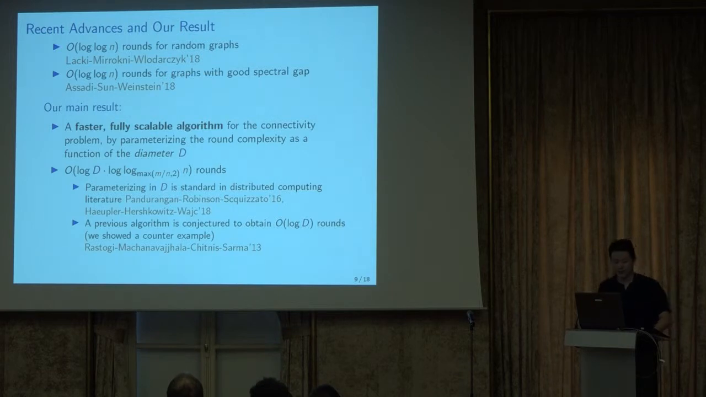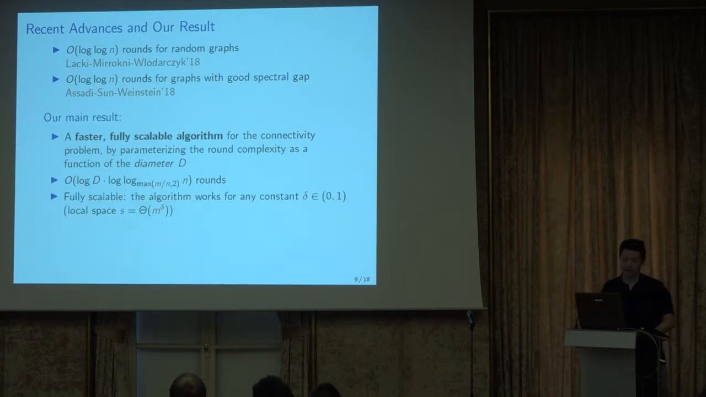We note that parameterizing by the diameter d is very standard in the distributed computing literature. And there's a heuristic algorithm which is conjectured to obtain log d rounds. However, we show a counterexample for their algorithm. Furthermore, our algorithm is fully scalable. Our algorithm works for any local memory size, and it works for general graphs, so we don't need to make any assumption on the input graph.